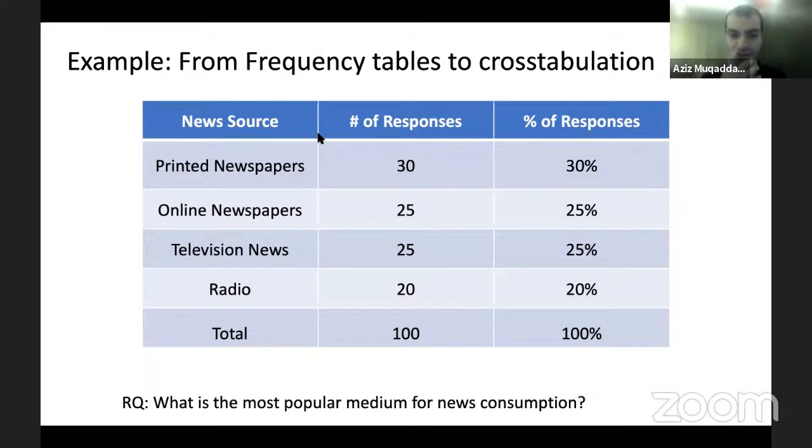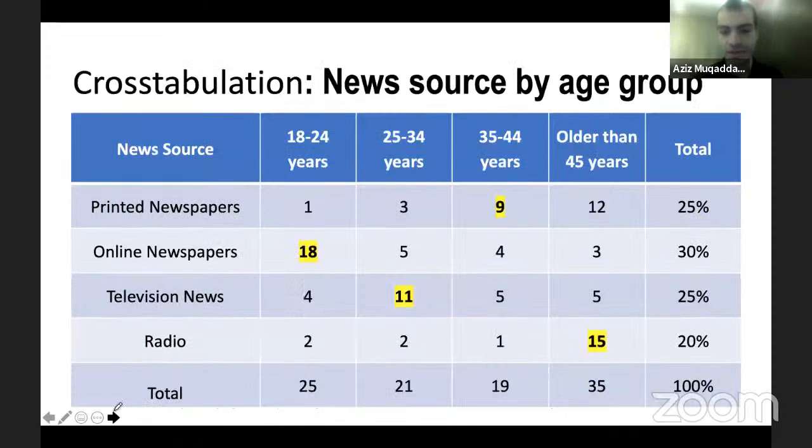So assuming, for instance, that this is just the frequency table, just the number of counts. This is a question: what's your primary or the most popular medium you use for news consumption? And so we have printed newspapers, online newspapers, TV news, radio. So we have here number of responses and percentages, right? This is from the whole sample. And so you could see here that the majority, like plurality, prefer printed newspapers, okay? But then we can do a comparison. And if you look at the comparison, we were doing comparisons by age groups.